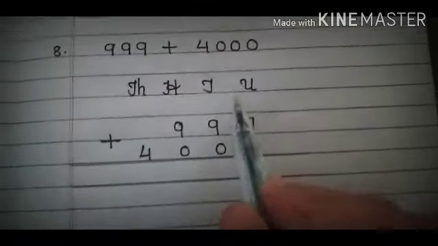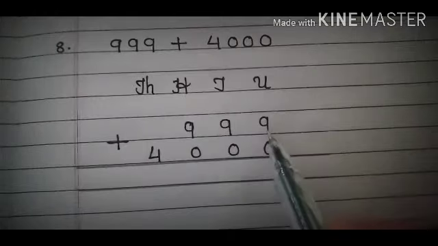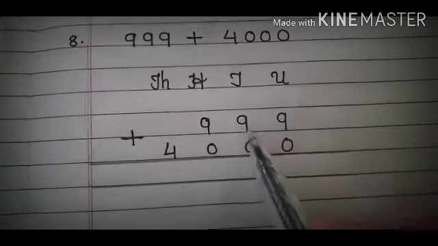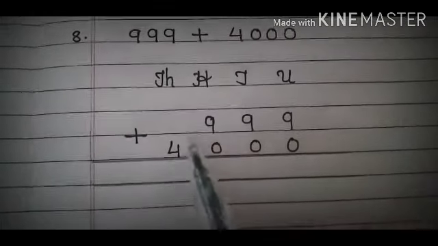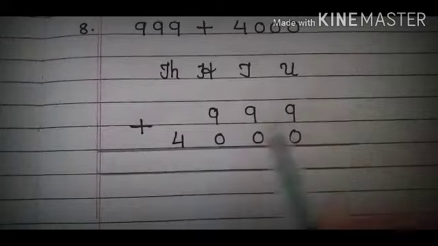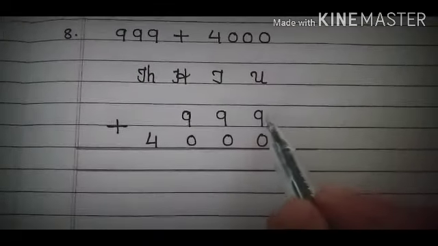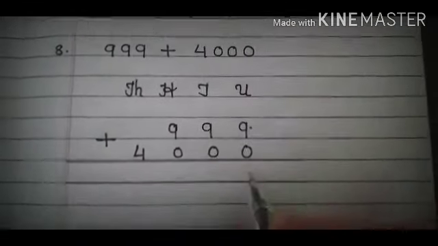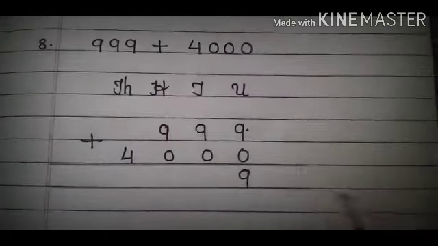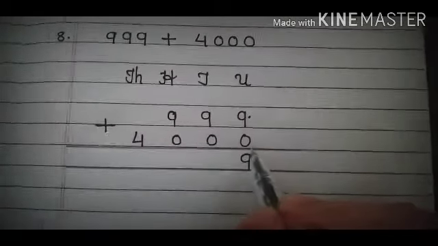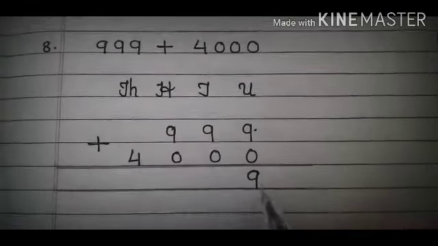Now moving to the next example, 999 plus 4,000. So we'll arrange the numbers place wise. Start writing your number from units place, then tens place, then hundreds place, and then thousands place. So 999 plus 4000. So we will add first units place, 9 plus 0. So 9 plus 0 is 9, because in any number if 0 is added, the answer is that number itself.